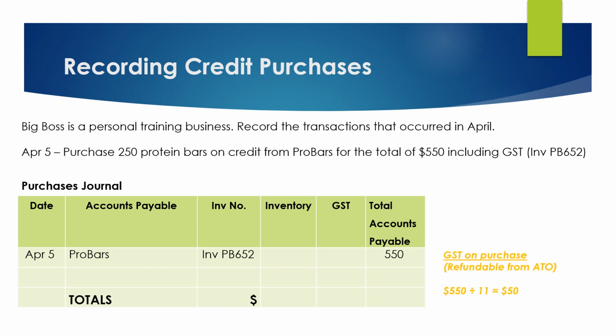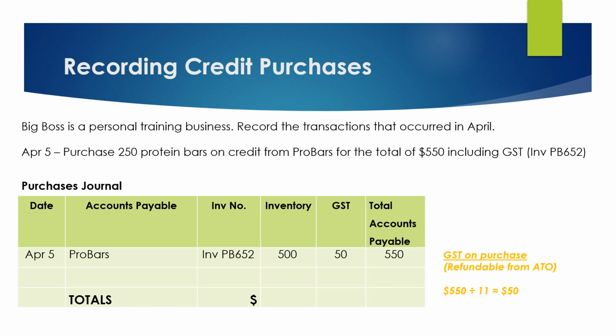Here's a quick reminder on how to calculate GST on purchase. As we are given the amount including GST, which was $550 including GST, to calculate the GST, we take the $550 divided by 11 to give us a GST amount of $50. Remember that this is a GST on purchase, and therefore this is a refundable amount from the ATO. Then we record the GST amount of $50 in the GST column.